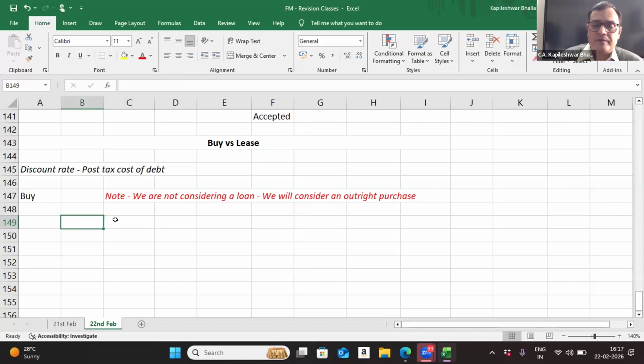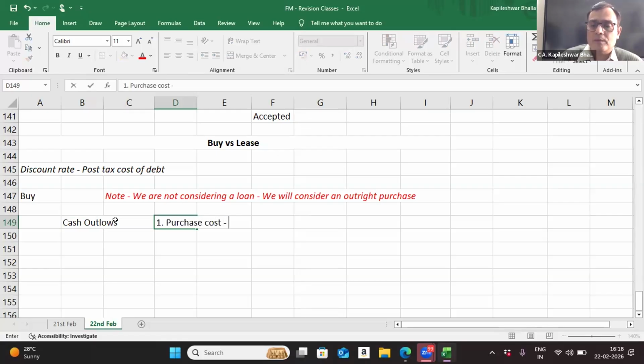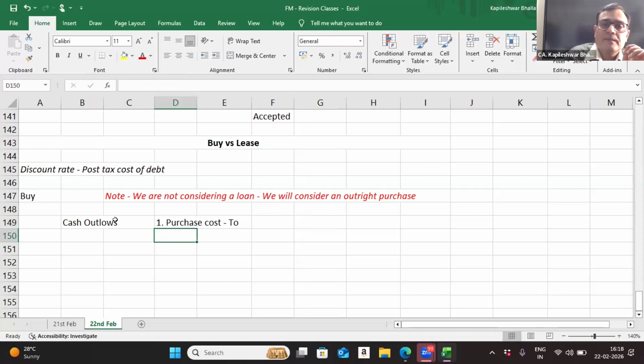So let's begin with the list of cash outflows. Start telling me what are the cash outflows you're going to consider. One is the purchase cost, and that would be at what point of time? Time zero. Great. Any other cost which needs to be considered? You're going to purchase the asset, that is a cash outflow at time zero. Any other outflows which will occur in this case?